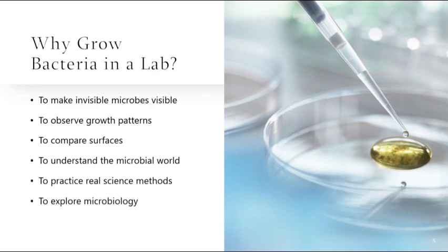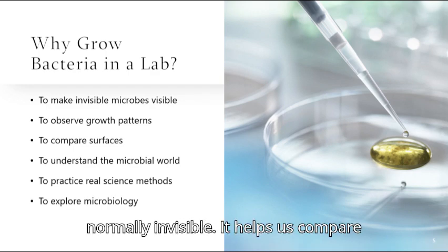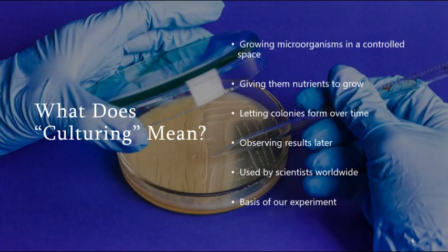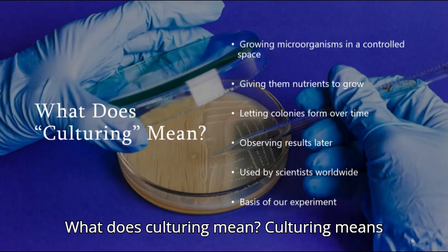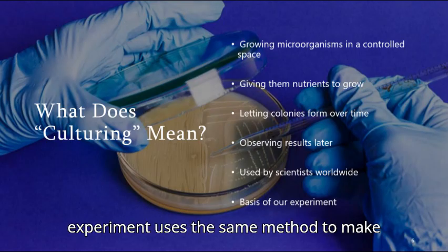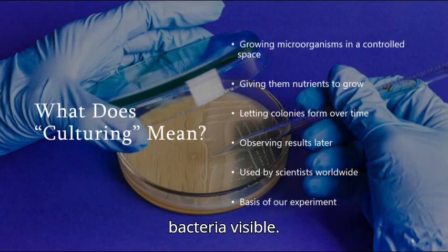Why grow bacteria in a lab? Growing bacteria in a lab lets us actually see something that's normally invisible. It helps us compare surfaces and understand the microbial world around us. What does culturing mean? Culturing means growing microorganisms in a controlled environment so we can observe them. Our experiment uses the same method to make bacteria visible.